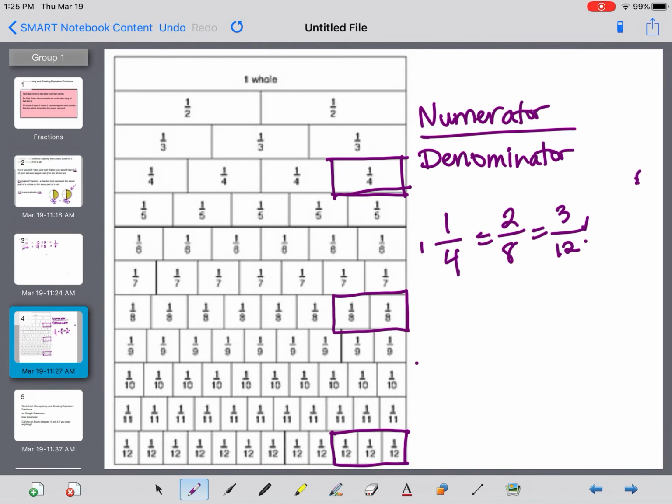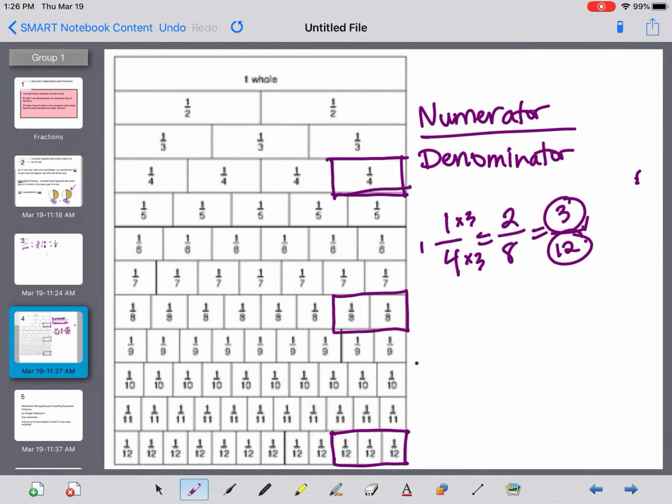And again, you can check your math by doing 1 times 2 and 4 times 2, and you get 2 over 8. Or you can do 1 times 3 and 4 times 3. 1 times 3 is, of course, 3, and 4 times 3 is, of course, 12.